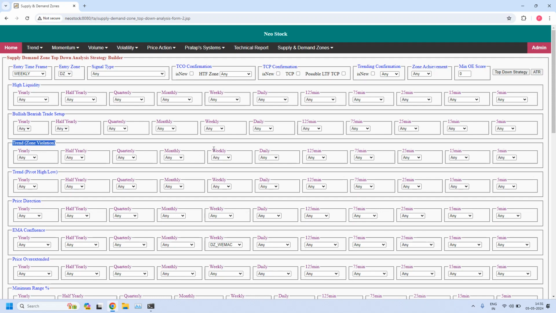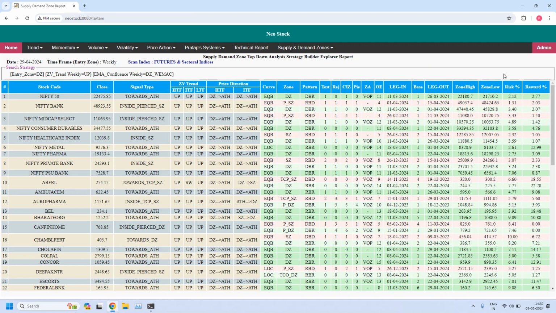Okay, here what is our goal in weekly time frame? The trend should be uptrend. So what exactly is the meaning? The trend is uptrend, and in the uptrend we are looking for the stocks having a weekly EMA confluence. So we have set the zone violation trend. Now let us filter the stocks. So we got a very big list, because the Nifty is near all-time high, that's why many stocks are currently supporting uptrend. For our reference, first let me scroll down. After that, we will further filter.